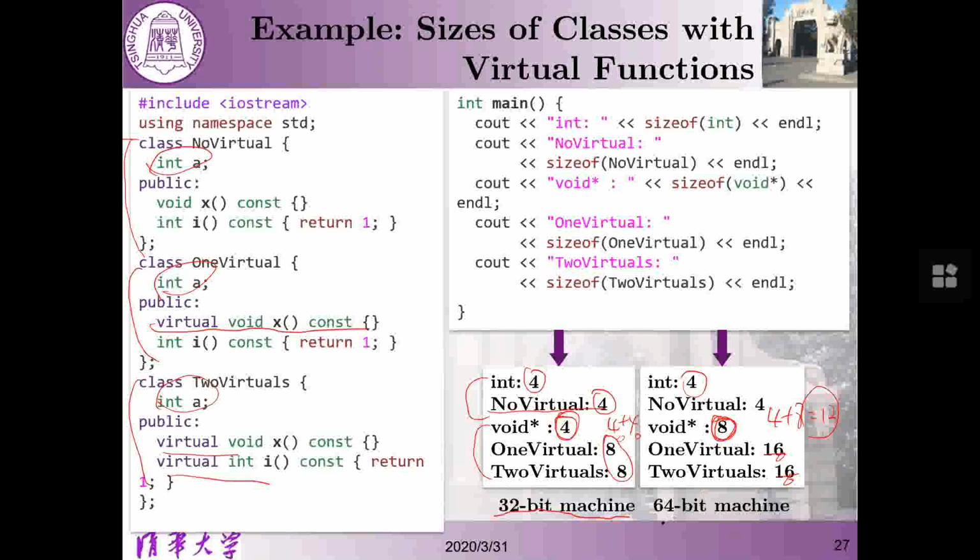Because for this 64-bit machine, 8 bytes will be aligned, right? 8 bytes will be aligned. This is 64-bit, right?